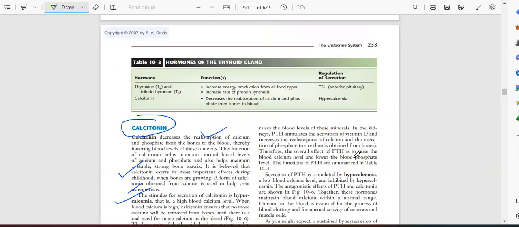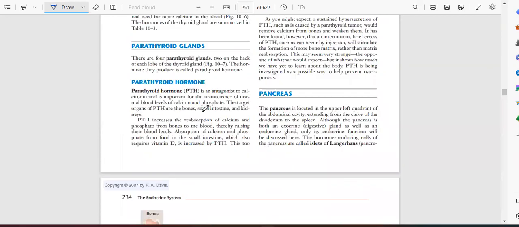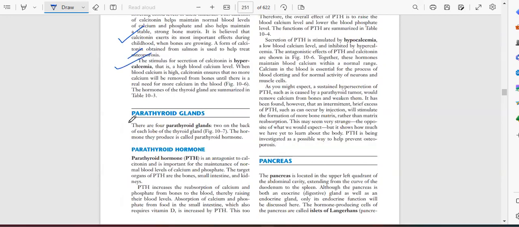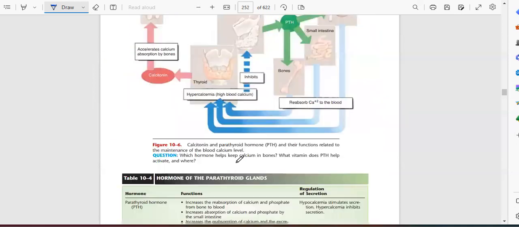So this is about the thyroid gland. The thyroid releases T3 and T4, and calcitonin. These are the functions, and regulation by TSH and hypercalcemia. Okay, so this is all for today. Tomorrow we'll discuss the parathyroid and other glands.